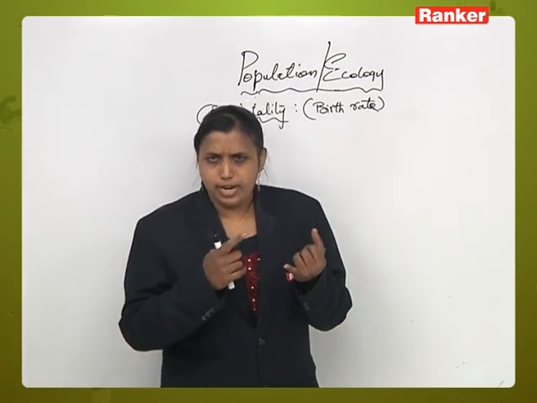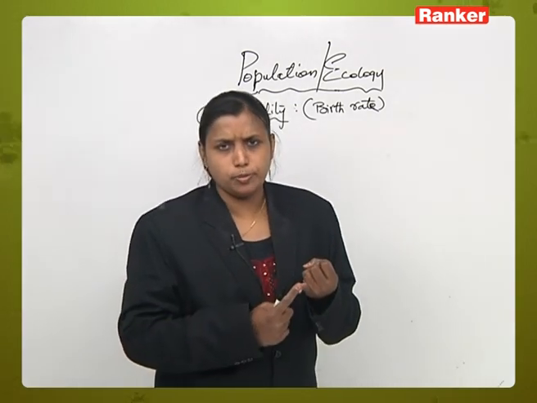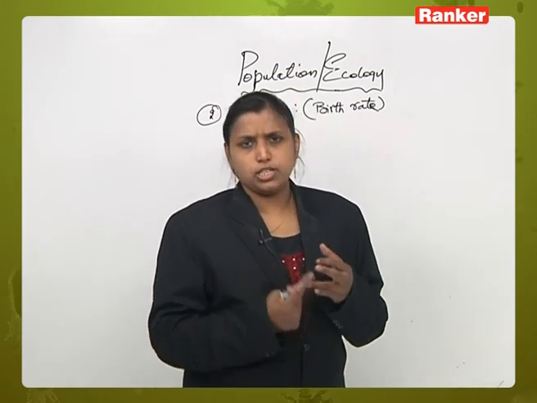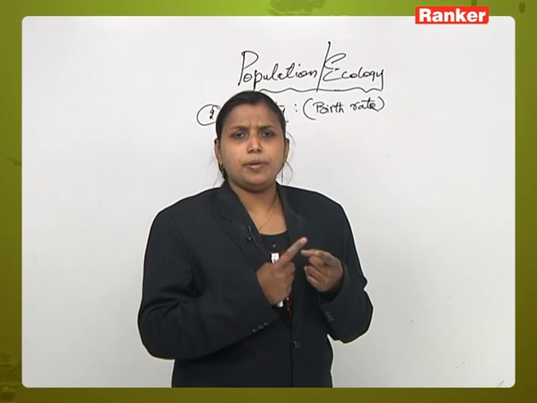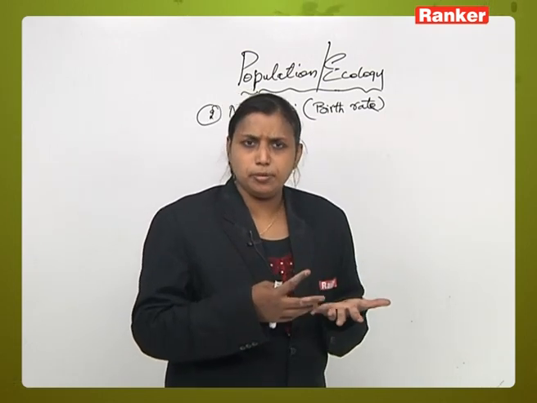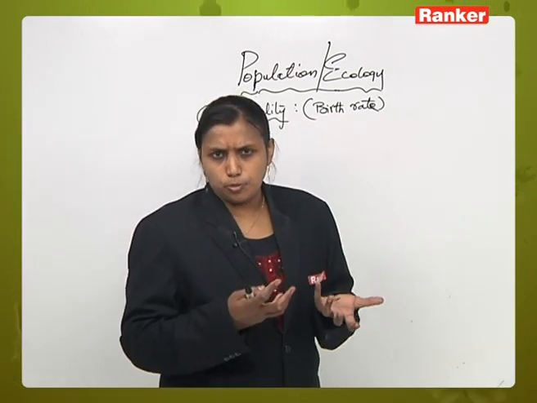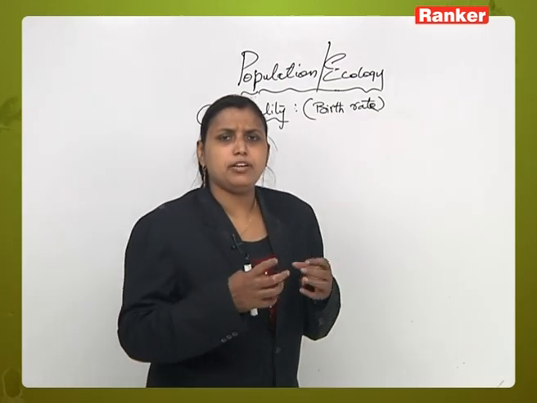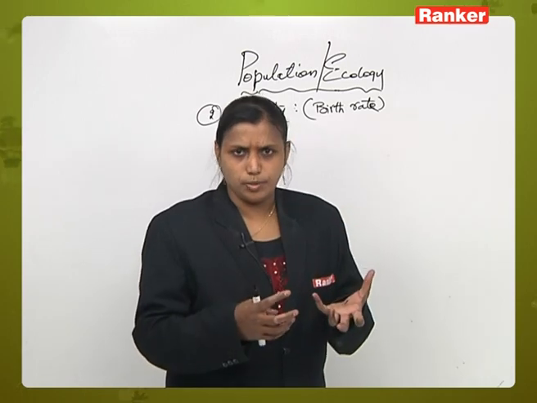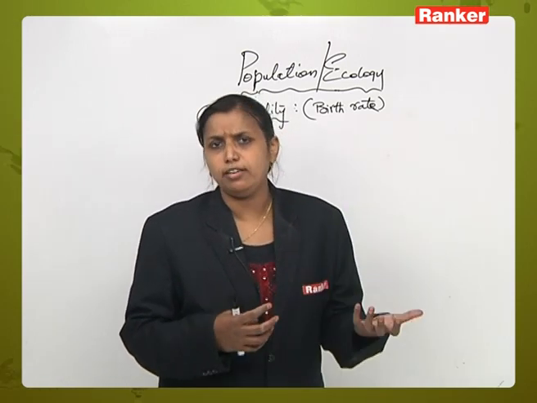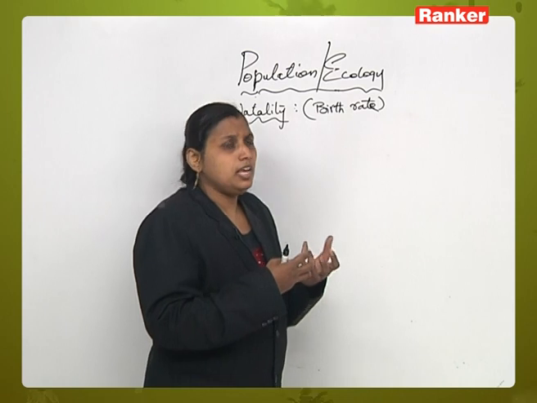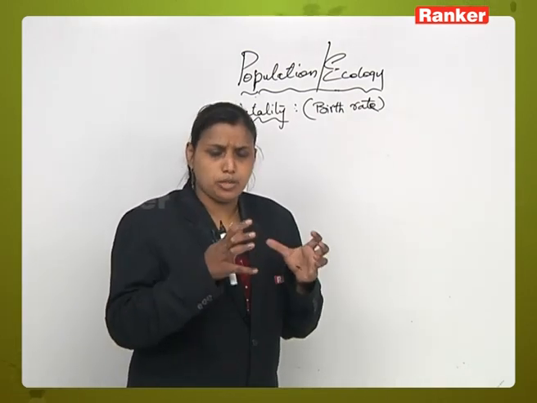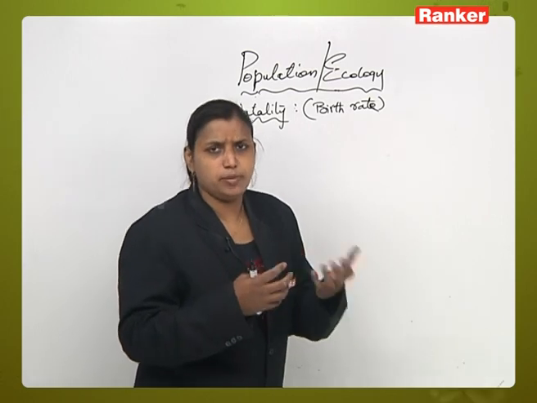Either if it is a plant, it may occur through vegetative reproduction, vegetative propagation, asexual reproduction or sexual reproduction, or by binary fission, or by budding, or by spore formation, or it may be in the form of live young ones being given birth to, like in humans we give birth to live young ones. So, these may be the different ways by which a particular population can be increased by the birth rate.